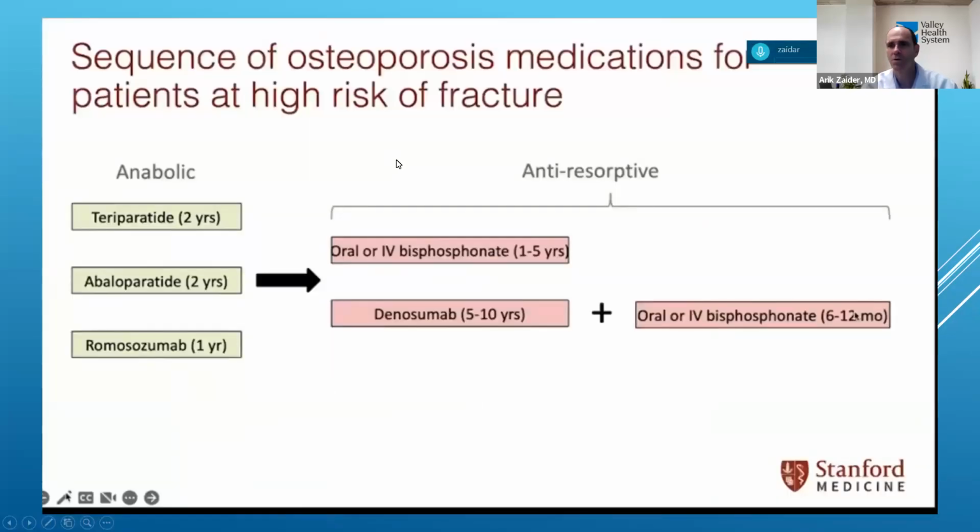Sequence matters. The order matters. So what you give in what order, this is something that's being studied a lot, very intensely. Just remember that if you do get one of the bone building medicines like Forteo and Evenity, you always have to follow it up by another medicine, because you can lose your gains very quickly, just like we said for Prolia. Prolia should always be followed up by a bisphosphonate or something like alendronate, but the other medicines should too.